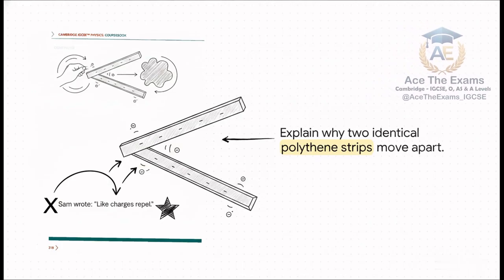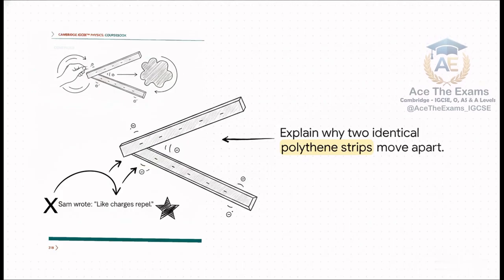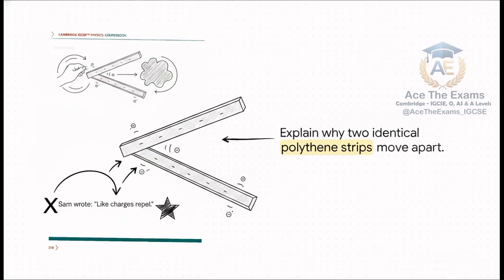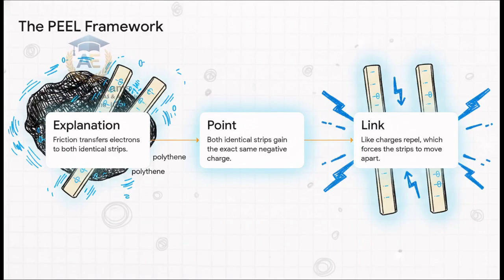If Sam wrote, like charges repel, 1 mark. Sure, it's a correct factual statement, but it completely ignores the command word explain because it doesn't state how they got those like charges in the first place. We need to use our PEEL framework to secure full marks. We are going into speed writing mode.